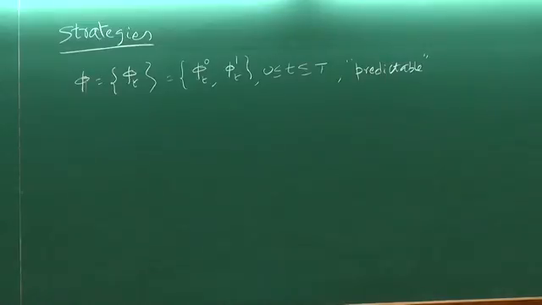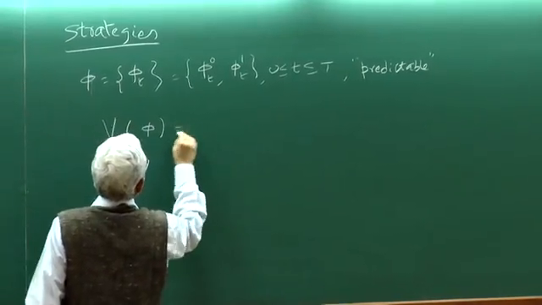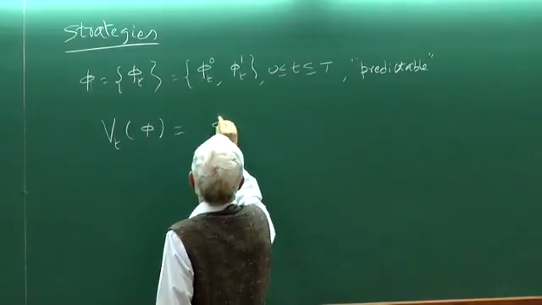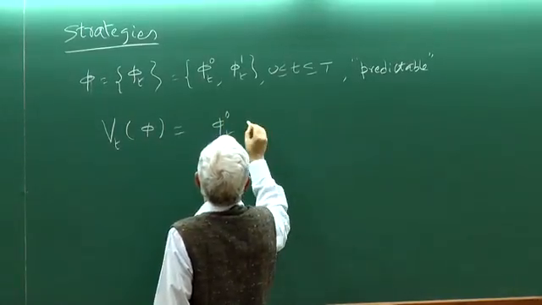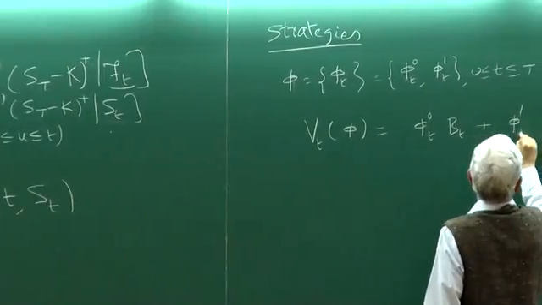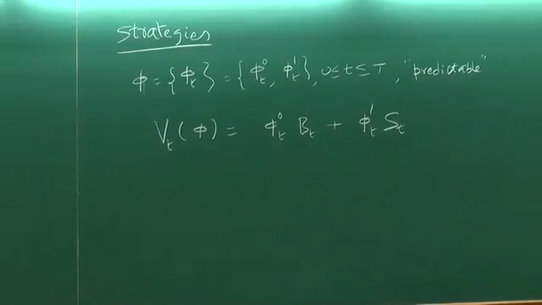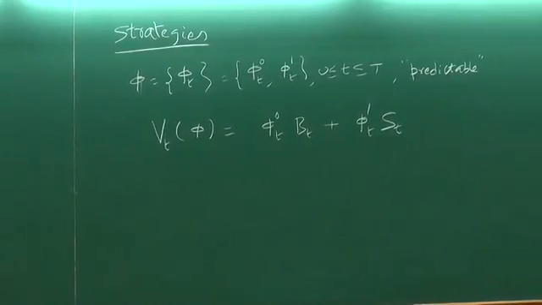And of course, what is the value of the portfolio? The value of the portfolio is phi 0 of t times B t plus phi 1 of t times S t. This is the portfolio value. Yesterday we had k plus 1 assets, I now have 2, so k is equal to 1 here. This is the value of the portfolio.